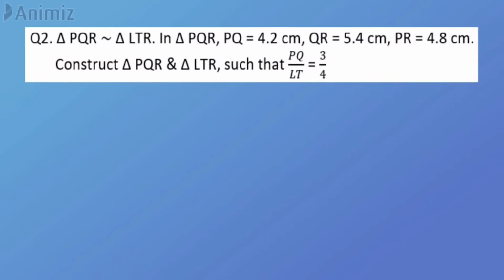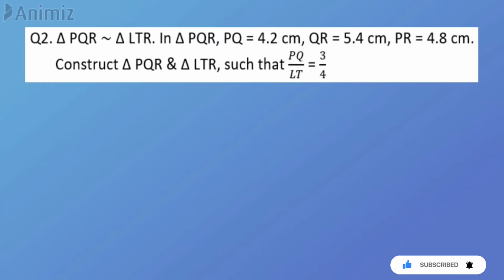Let's read the next sum. Triangle PQR is similar to triangle LTR. When you just see, one of the vertices, R, is common. In the previous sum, all the vertices were different. Now, all the three sides of triangle PQR are given. You are asked to construct both the triangles such that PQ upon LT is 3 upon 4.